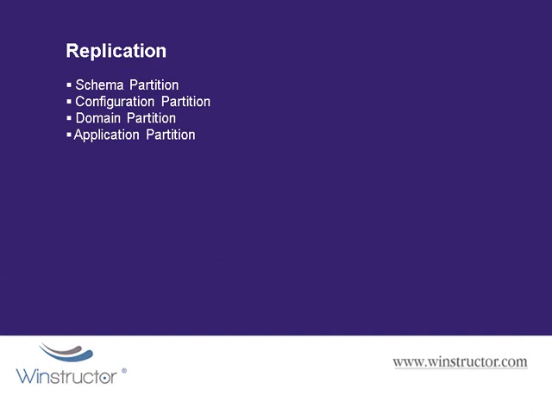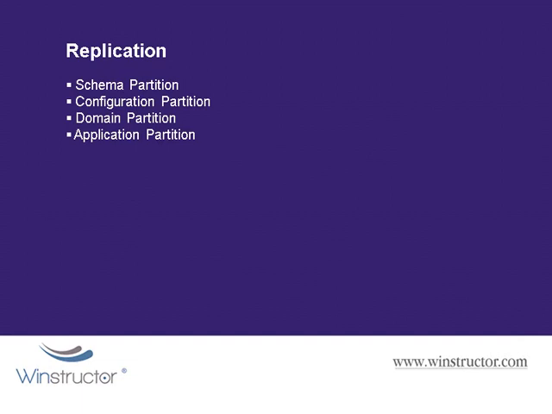Now, there are at least 3 types of directory partition replicas stored on each domain controller, depending on your configuration. We have the schema partition, which contains definitions of objects that can be created in the forest, and the attributes that each of them can have. Objects in the schema partition must be replicated to all domain controllers in the forest.